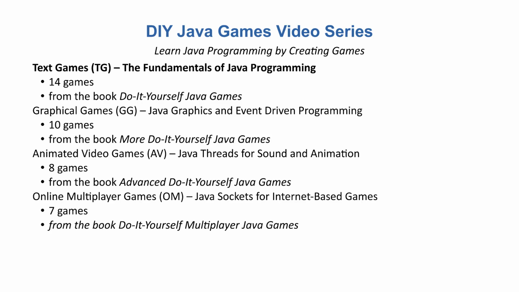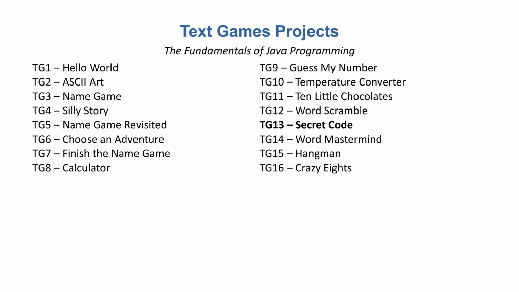We're currently in the Text Games video series, TG, the first of 4 types of games series. The focus of this series is to cover the fundamentals of Java programming. You'll learn how, when, and why Java programs are written the way they are. This series has 16 projects. Each project assumes you already have the skills taught in the previous projects. Unless you have previous Java programming experience, I recommend that you do all the projects in this series before starting this project. A link to the entire Text Games playlist is provided in the description below.